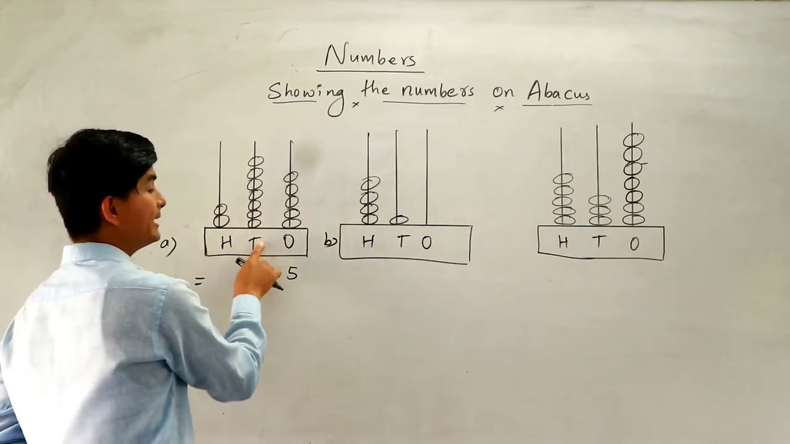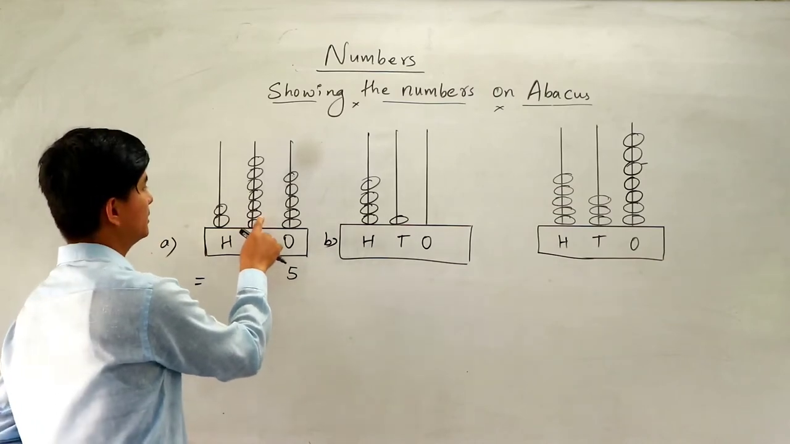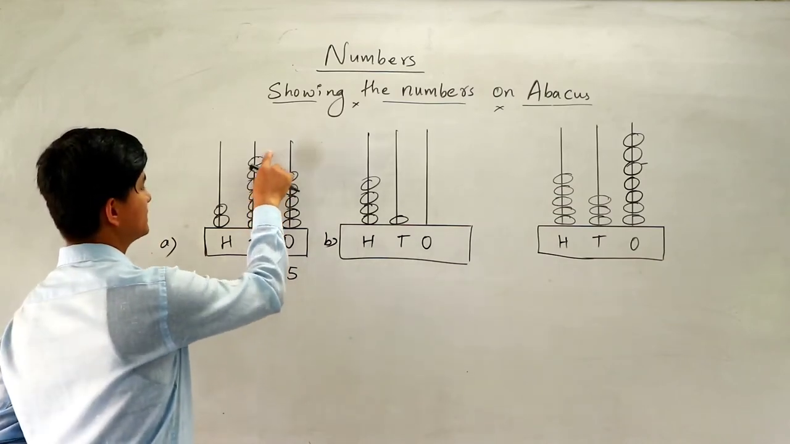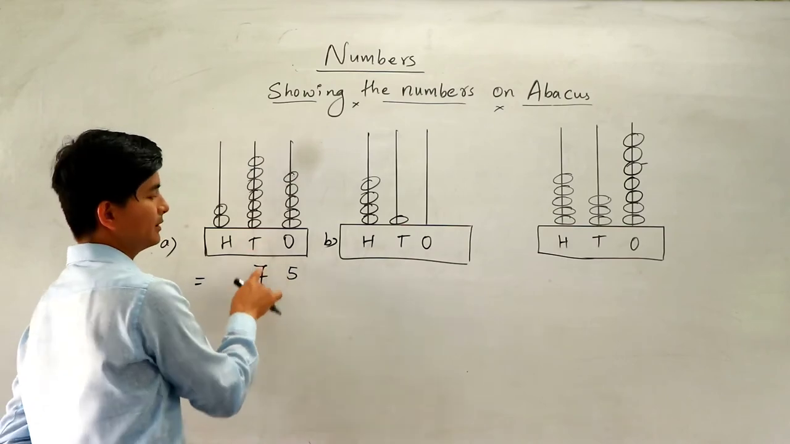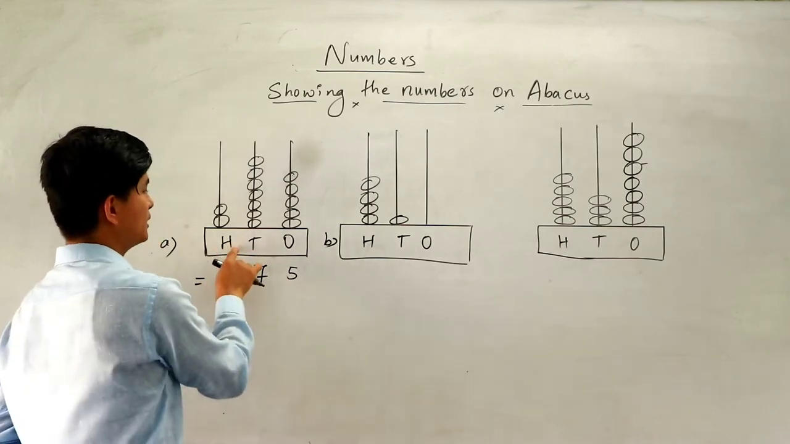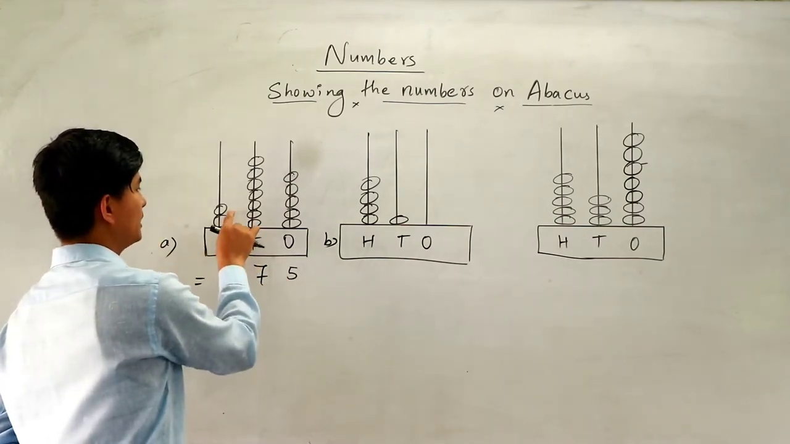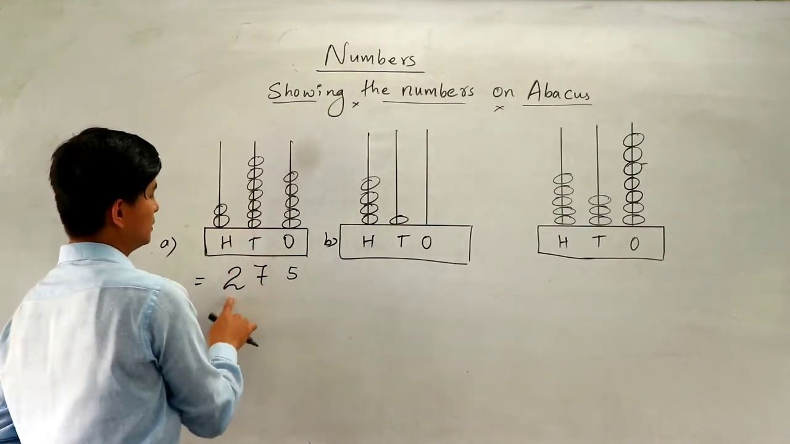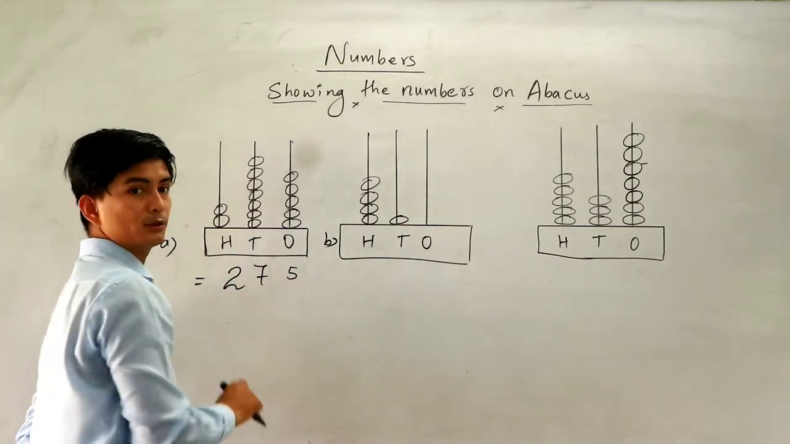Exactly. In the tens place, how many beads are there? 1, 2, 3, 4, 5, 6, 7. This is in your tens. After that, in the hundreds place, how many beads? 1, 2. So 2, 7, 5 is your number.